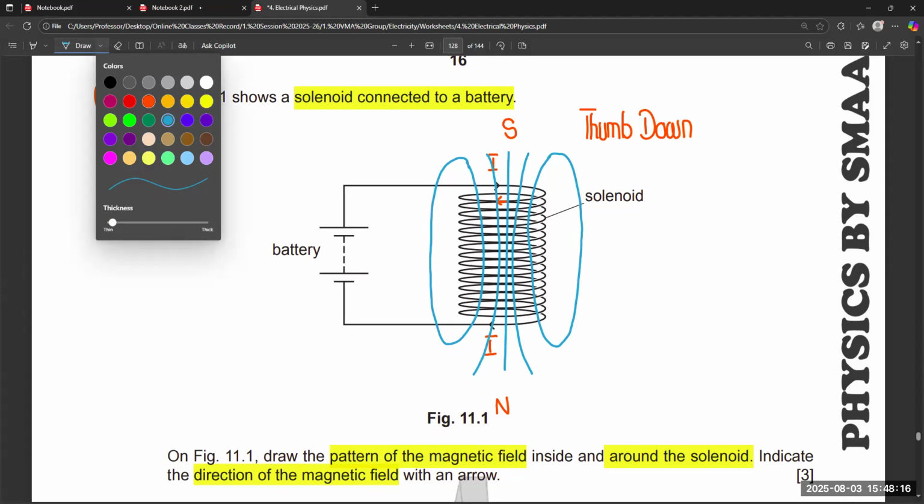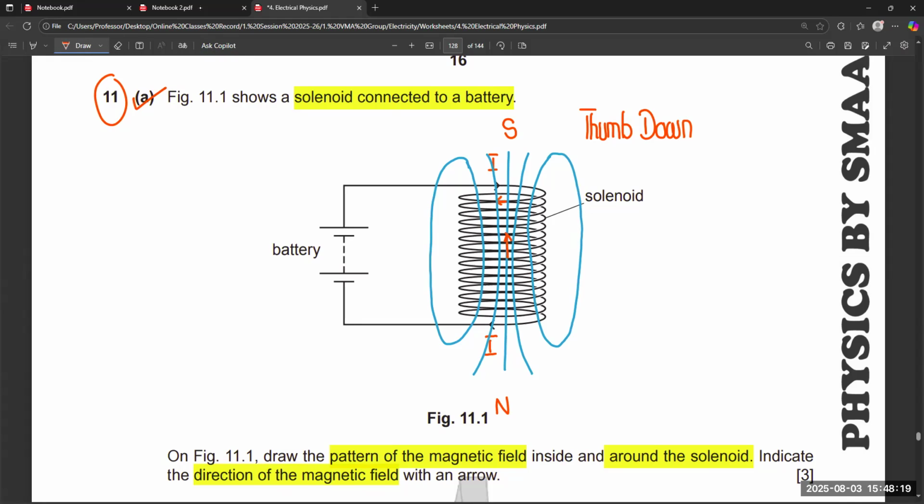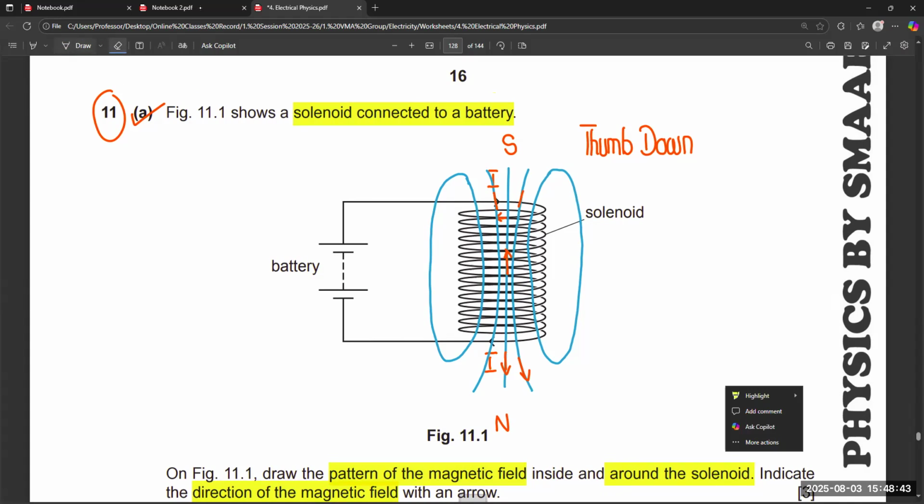Like this. So it is from north to south. So we have to show direction from north to south. So this is the pattern of the magnetic field around this solenoid.